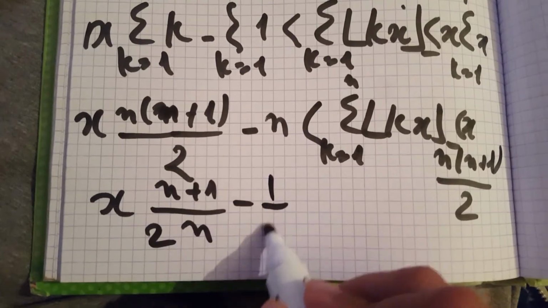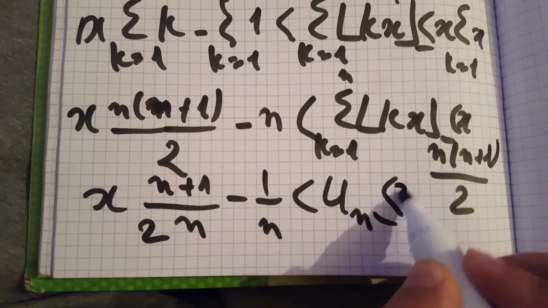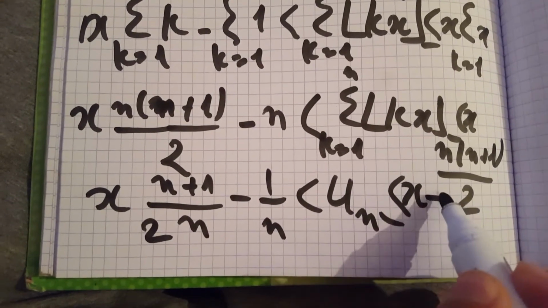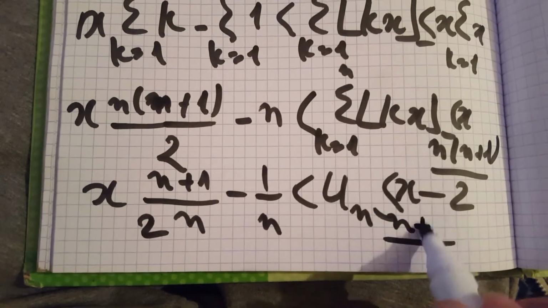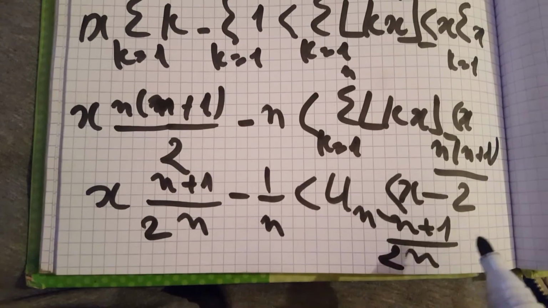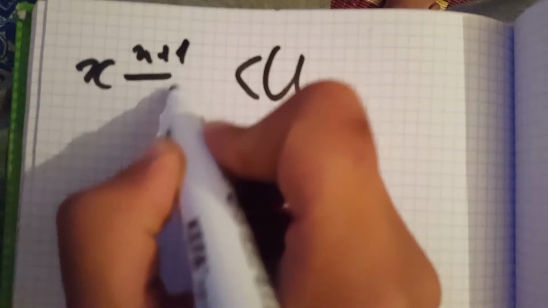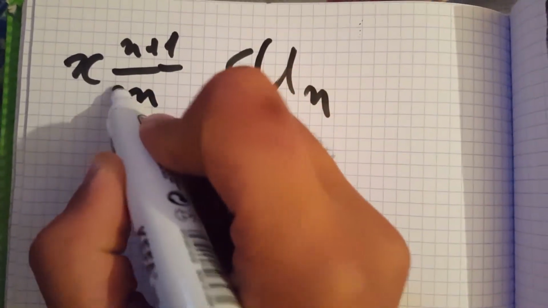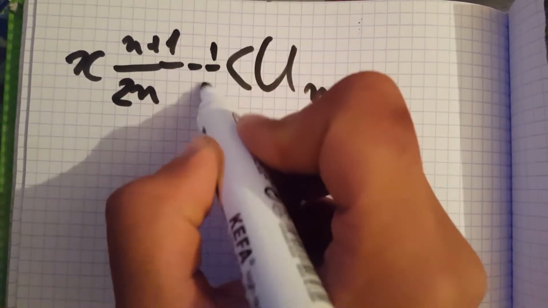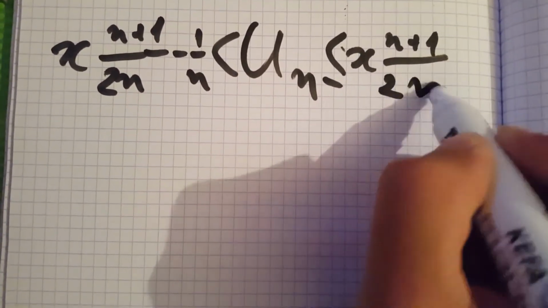So here I multiplied by 1 over n squared on the three sides, so I will get my sequence, and here I will just simplify by n, and so I will get this. And finally I got that my function is bigger than x multiplied by n plus 1 over 2n minus 1 over n, and smaller than x multiplied by n plus 1 over 2n.